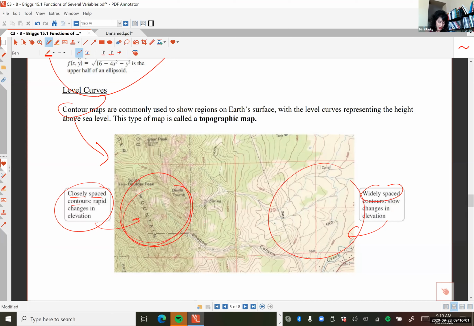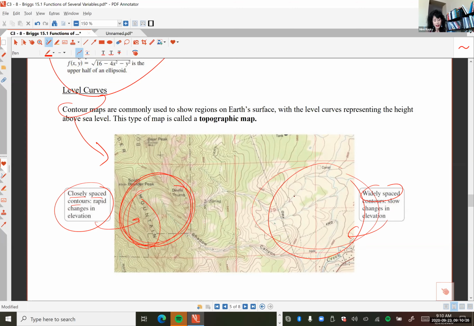So if you're near where the squiggles get closer and closer, that means that the elevation is changing very rapidly, probably a very mountainous range. Ooh, they have the word mountain there. Ooh, there's a surprise. Yeah, but when the squiggle lines are far away from each other, those are the level curves, that means you have very slow, gradual changes in the elevation.